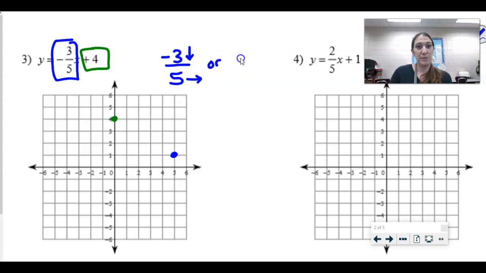Now, the other way to move and still have a slope of negative 3/5 would have been up positive 3, but then left 5. Now, I'm going to run off the graph if I do that, but you can see how it's going to make that same linear relationship.